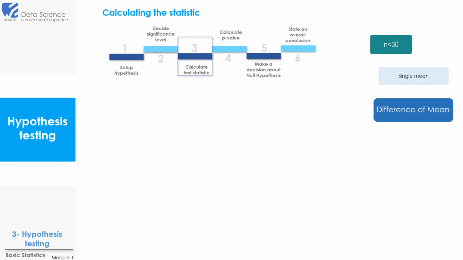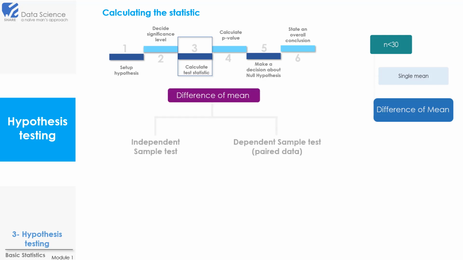Now let's move on to the next test in this category, that is for the difference of mean. We have already seen this when the sample size was greater than 30. Now the only difference is that in this case the sample size is less than 30. When the sample size is less than 30, in this difference of mean test there are two possibilities. One is that our samples are independent and the second possibility is that the samples are dependent.